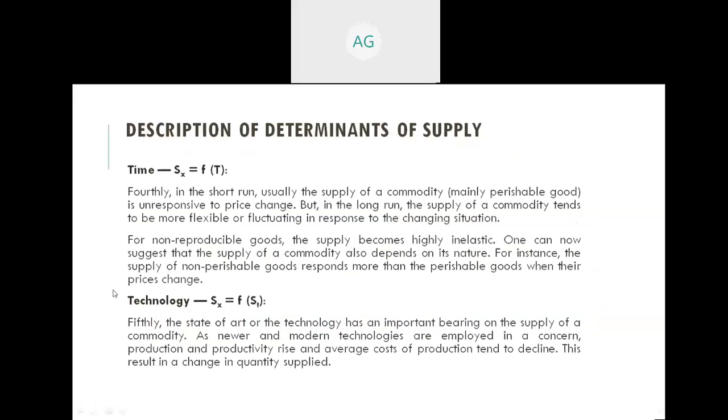Then the fourth determinant of supply is time, which is denoted by capital T. Fourthly, in the short run, usually the supply of a commodity, mainly perishable goods, is unresponsive to the price change. Perishable goods means the goods which decay after some time. In Hindi we can say the items जो खराब हो जाते हैं टाइम के साथ, those items are called perishable goods. But in the long run the supply of a commodity tends to be more flexible or fluctuating in response to the changing situation. As time changes, non-perishable goods are not affected by time, but perishable goods are affected because they can decay as time passes.